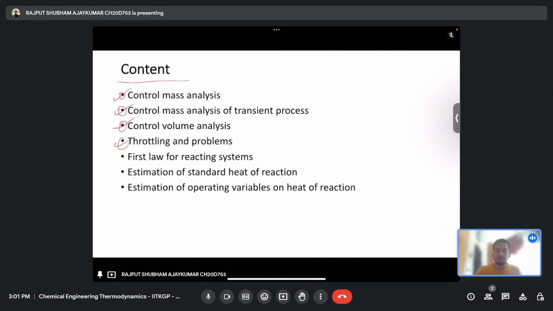Okay, so other than throttling processes and control mass and volume analysis, the contents covered are the first law for reacting systems, estimation of standard heat of reaction, and estimation of operating variables in the heat of reaction. I'm not going to go through the entire contents in a theoretical manner, but we'll try to solve some of the numerical problems discussed in the week 11 assignments. So the first thing that has been discussed.